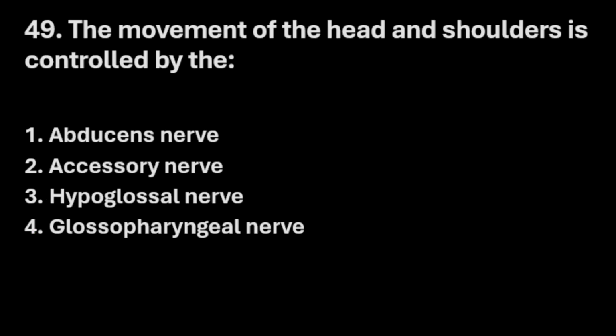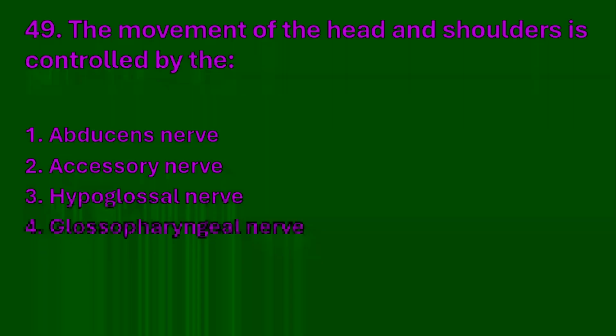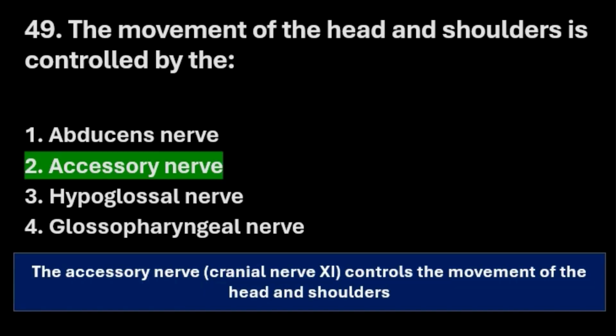The movement of the head and shoulder is controlled by the option 1, abducens nerve; option 2, accessory nerve; option 3, hypoglossal nerve; option 4, glossopharyngeal nerve. The right answer here is option 2, accessory nerve. The accessory nerve, or cranial nerve 11, controls the movement of the head and shoulder.